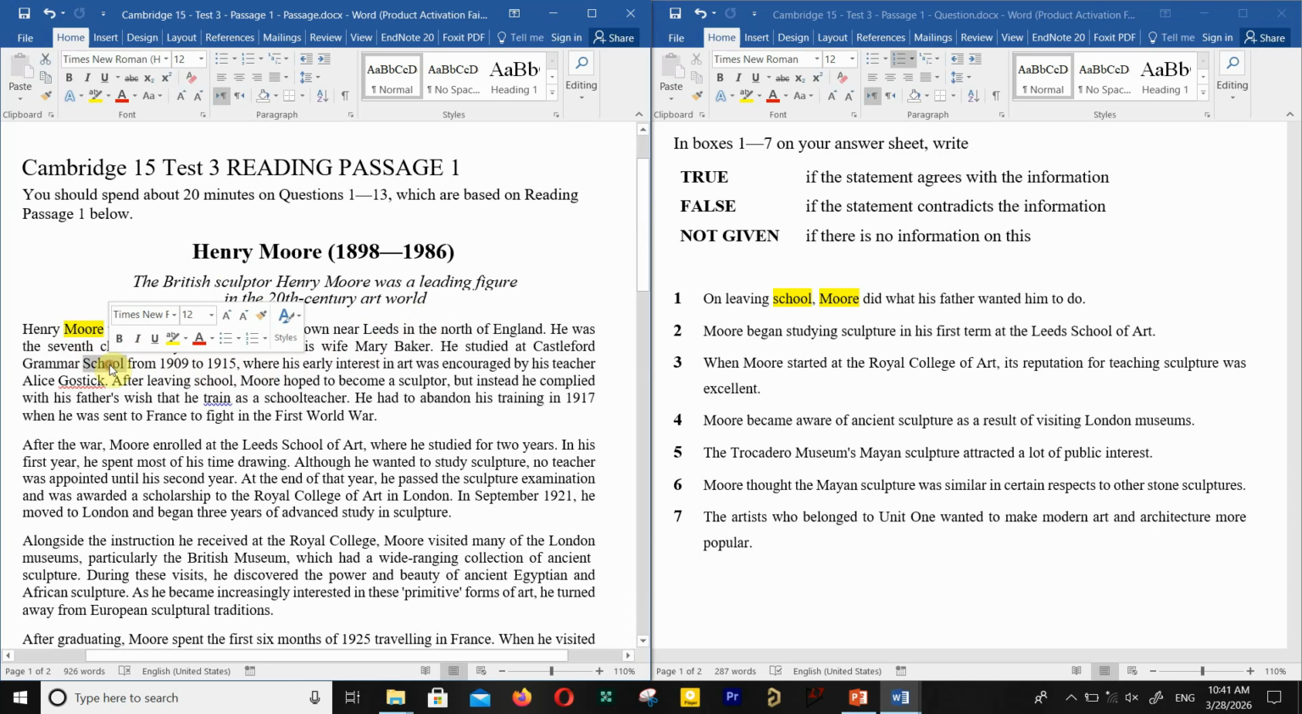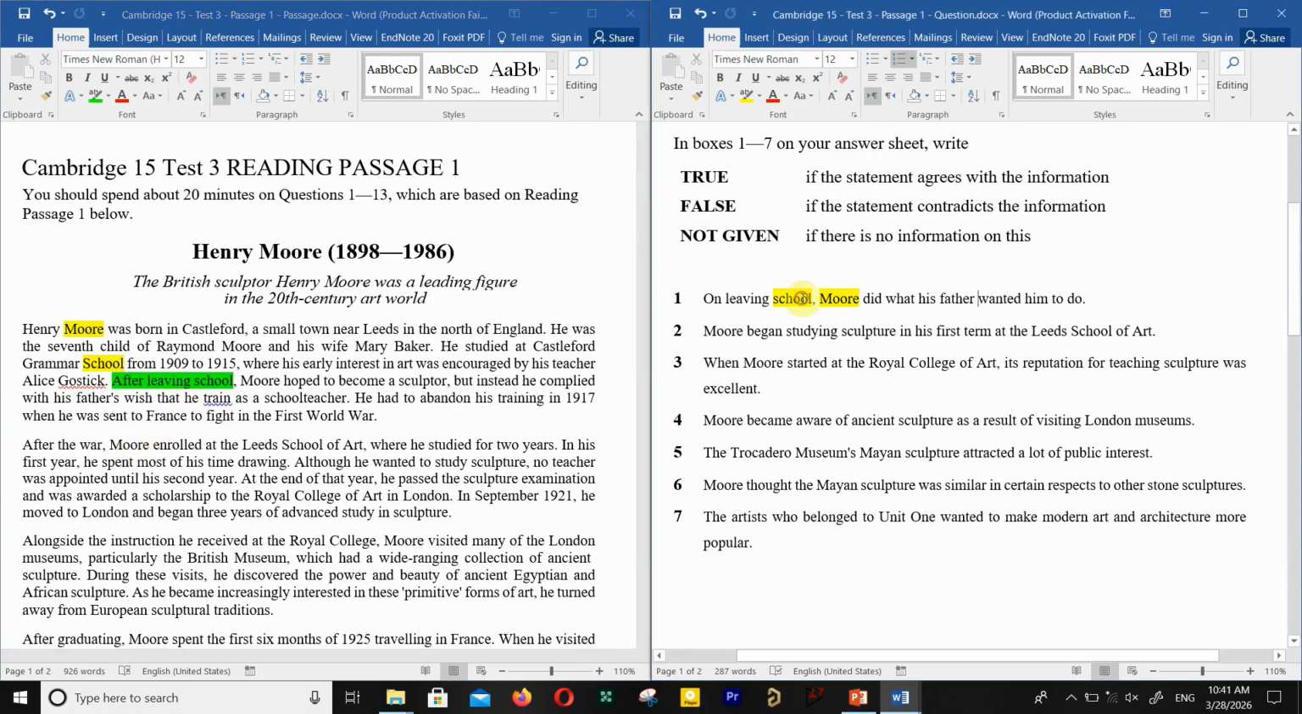Grammar school, and what else? This is it. This is actually the main keyword, after leaving a school. And here it says that on leaving a school. These are just the same. So here is the answer to the first question.